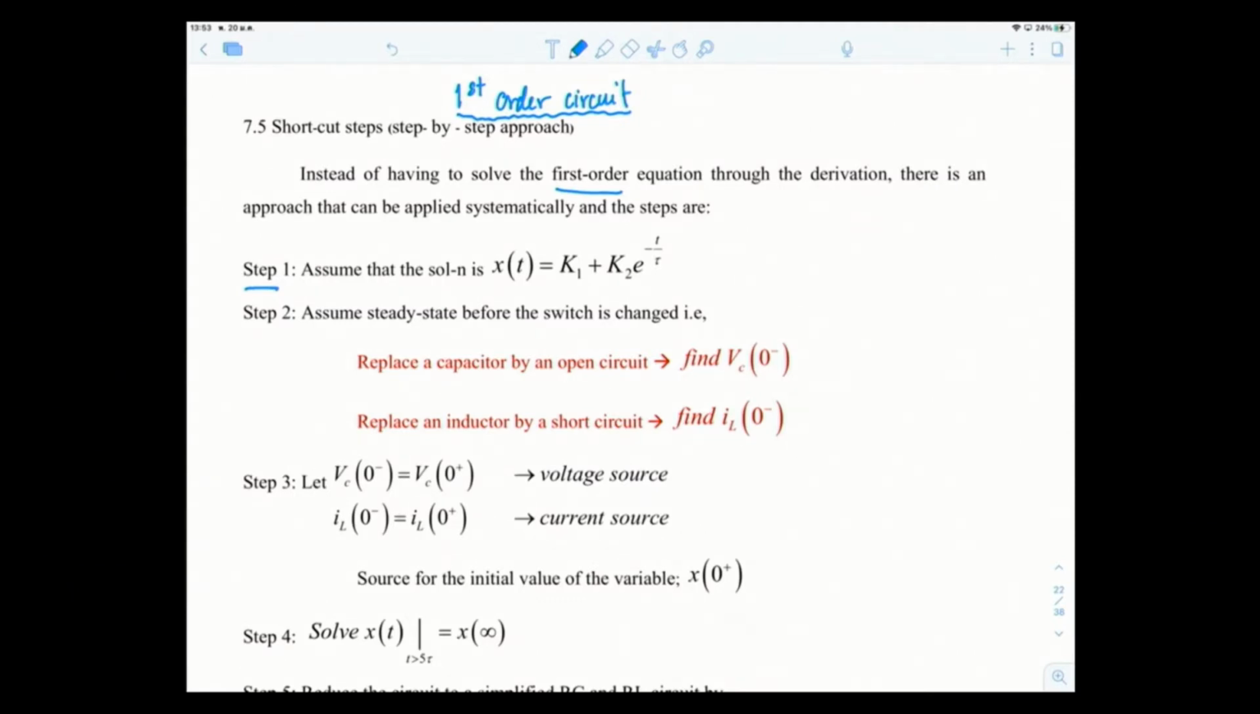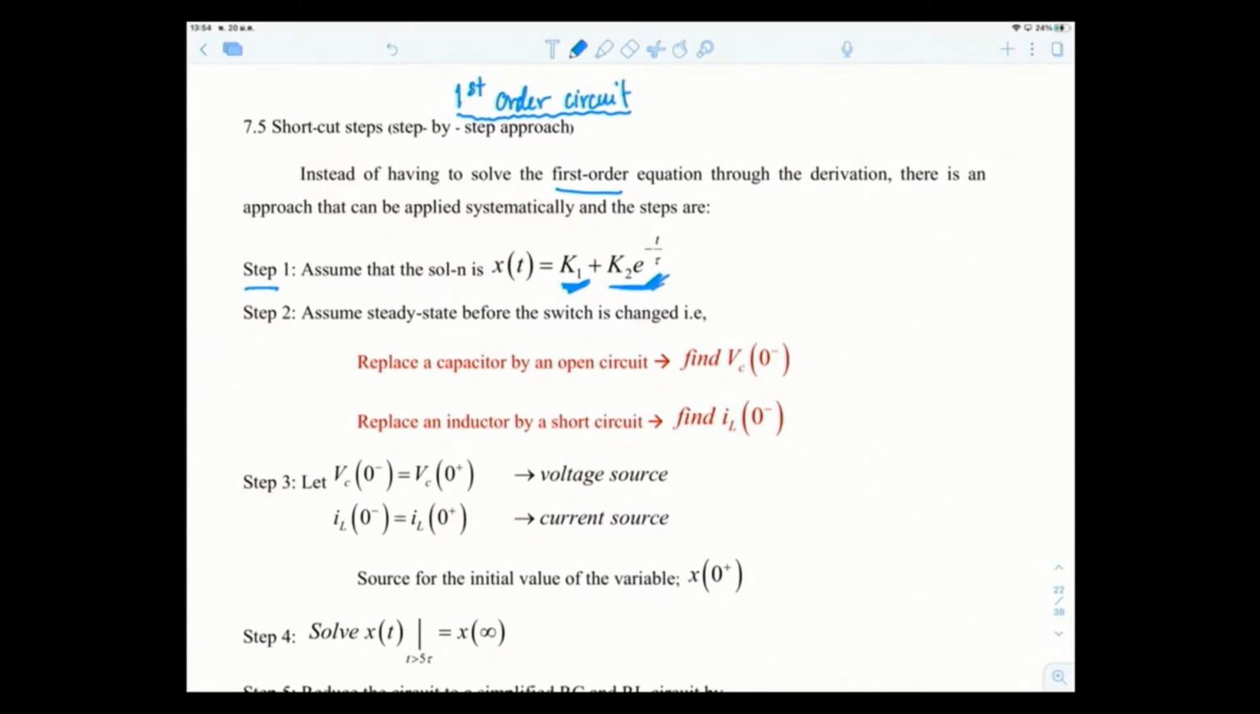In this case we will assume that the solution is in the form of x of t equals k1 plus k2 e to the minus t over tau, right? In other words, your solution will consist of the forced response and the natural response. This is the natural response and this one is the forced response, as I told you in the last sessions. This is step 1. We assume that the solution is in this form.